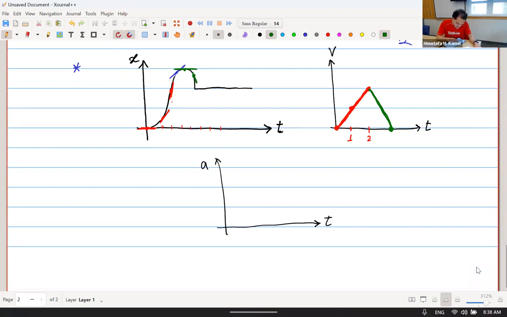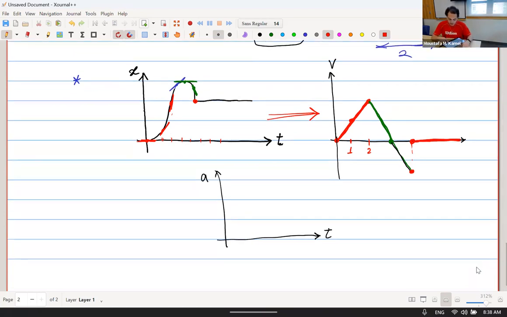Then the slope becomes negative at this point. So the graph keeps going to the negative direction until it stops here. This is where it stops. And then the position is the same. It doesn't change anymore. So that means the velocity must be 0 after this point. So this will be the corresponding velocity versus time graph.